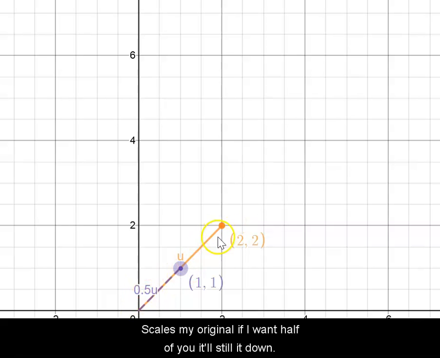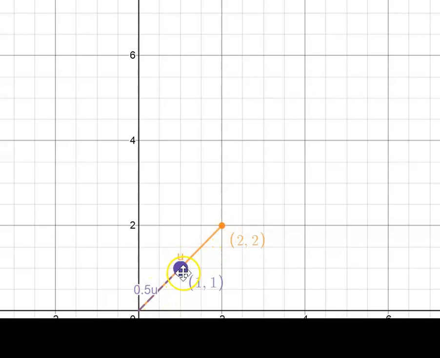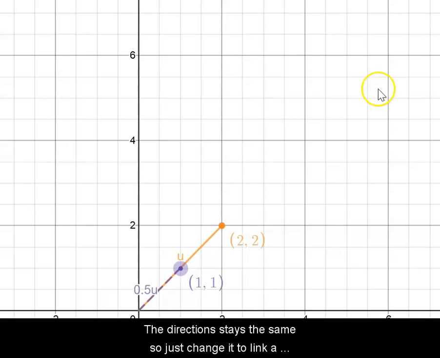scales my original vector. If I want half of u, it'll scale it down to half the size. If I want 4 times u, it'll scale it to be 4 times bigger. Everything about it will just change by that scalar factor that I have, right? But the direction stays the same. So it just changes the length. It makes it shorter or longer. Okay, that's what a scalar does.